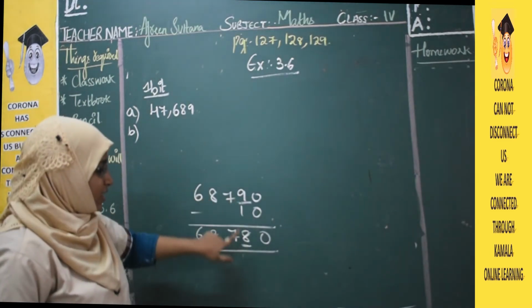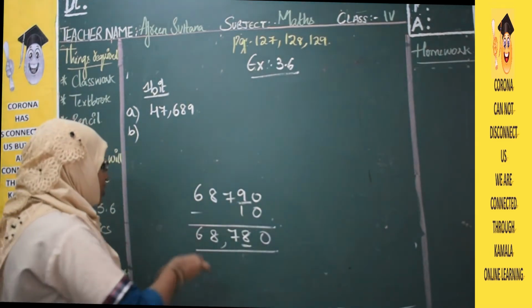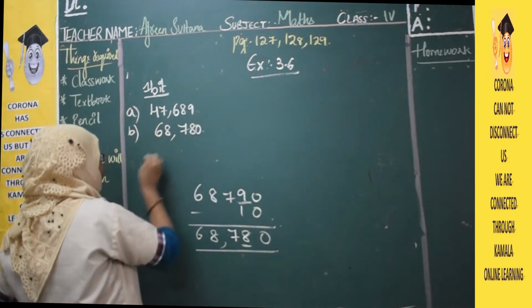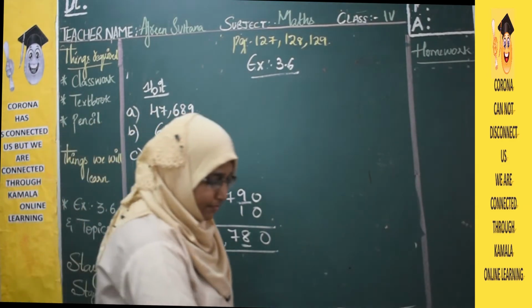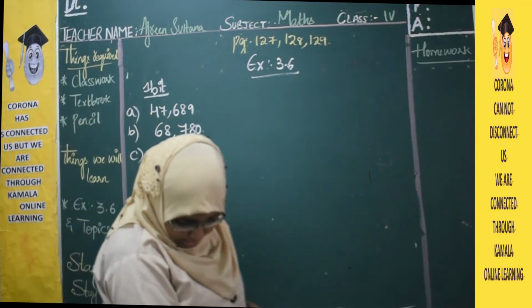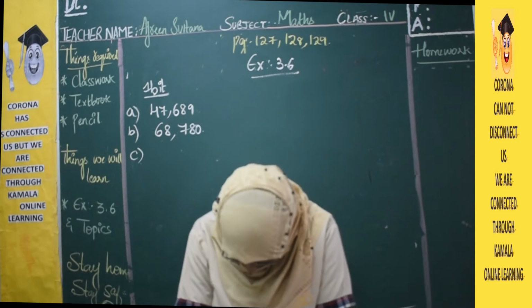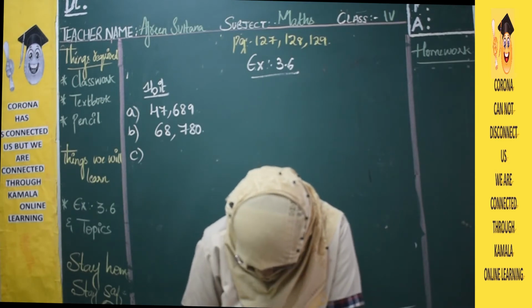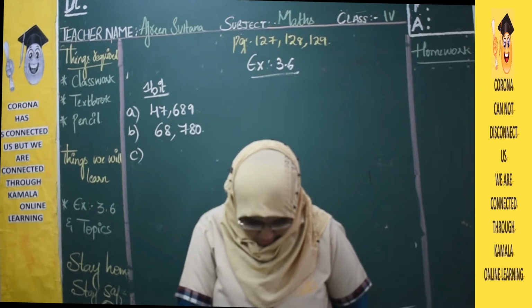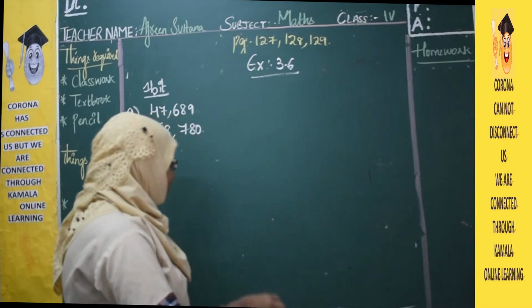See here it is 9 and here it is 8. So what is the answer? 68,780. Next one. Next, C. 47,500 minus 100.